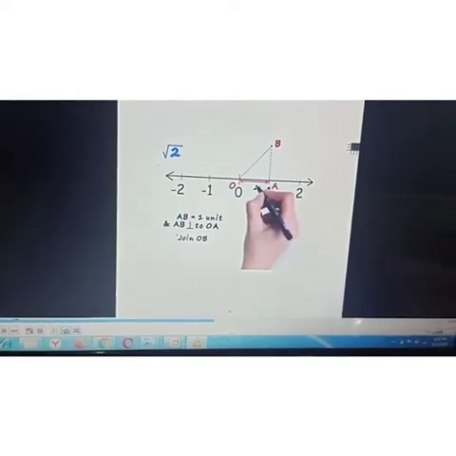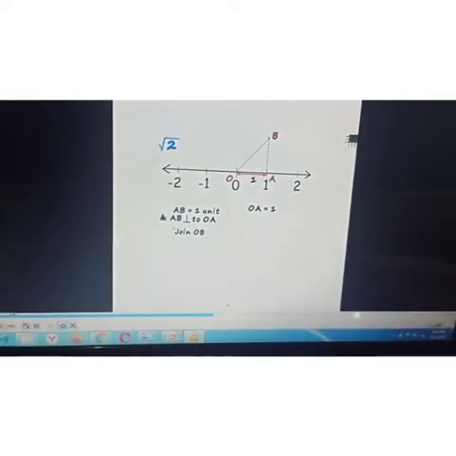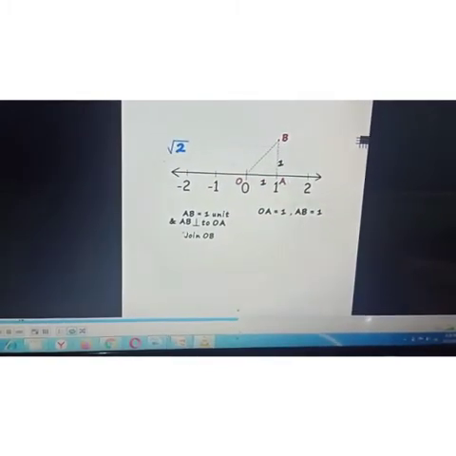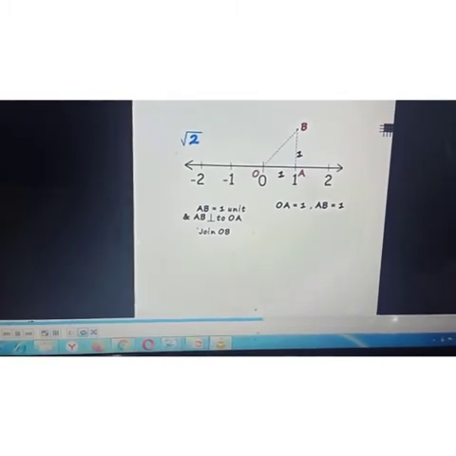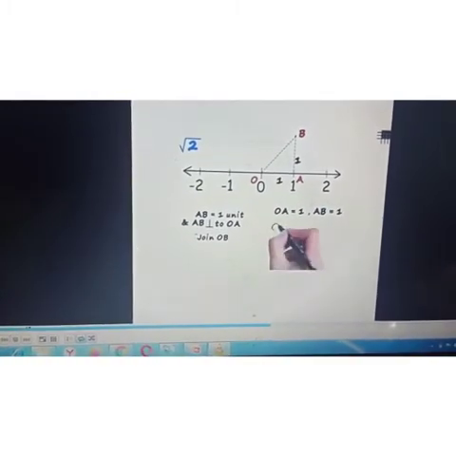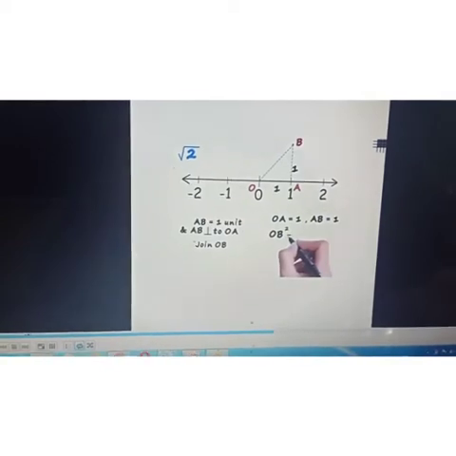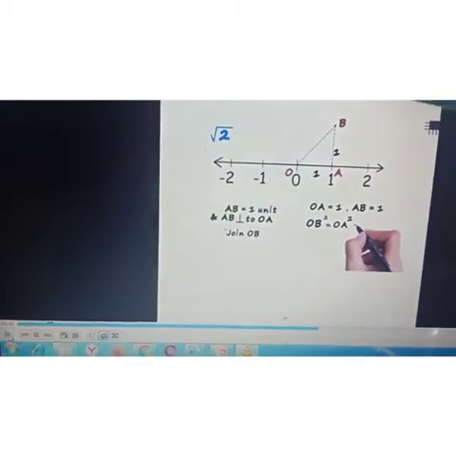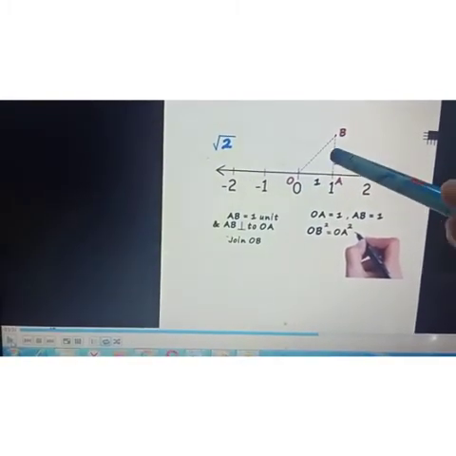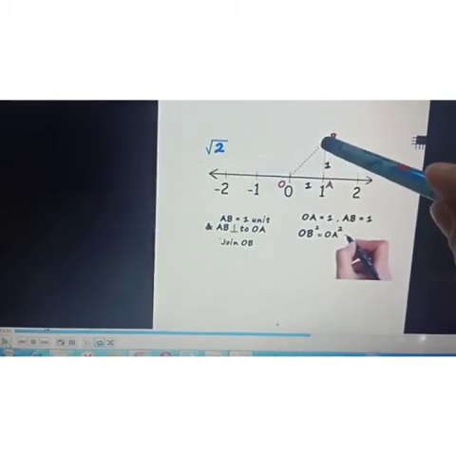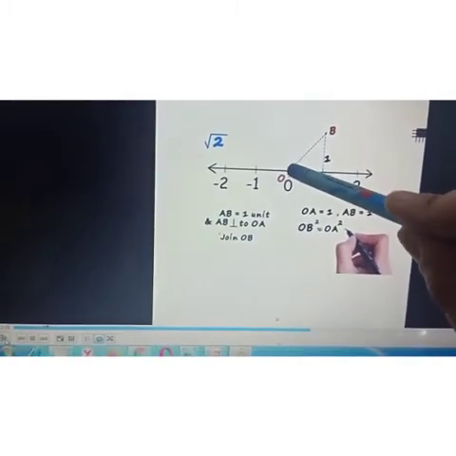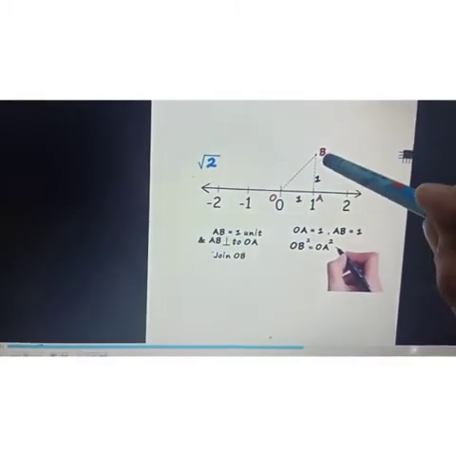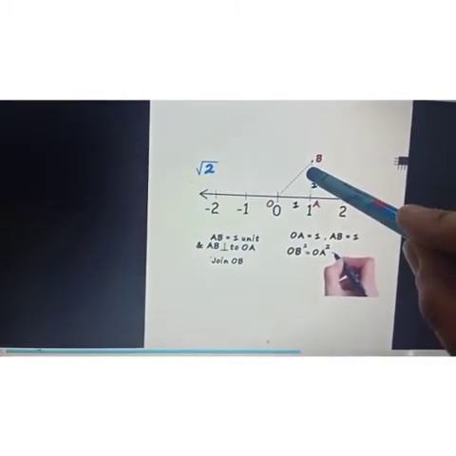Remember students, OA and AB are both 1 unit. We have already studied the Pythagoras theorem in lower classes. What is the Pythagoras theorem? Hypotenuse square equals base square plus perpendicular square. Our triangle OAB is a right angle triangle. This is the hypotenuse, this is the base, this is the perpendicular. So according to the Pythagoras theorem, OB square equals OA square plus AB square, because OA is the base and AB is the perpendicular.